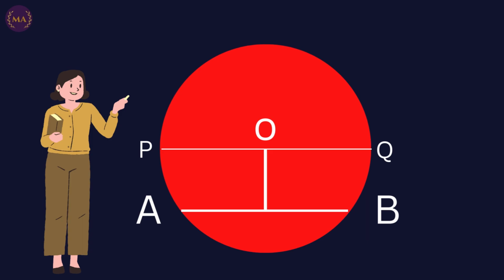Yes, correct. O is the center of the circle. AB is the radius. No, AB is not the radius. What is the radius? Can anyone else answer? Yes, OP and OQ are the radius. And AB is a, yeah, right. AB is a chord. And what about PQ? PQ is a diameter. Perfect. So now let's revise this in a more proper way.